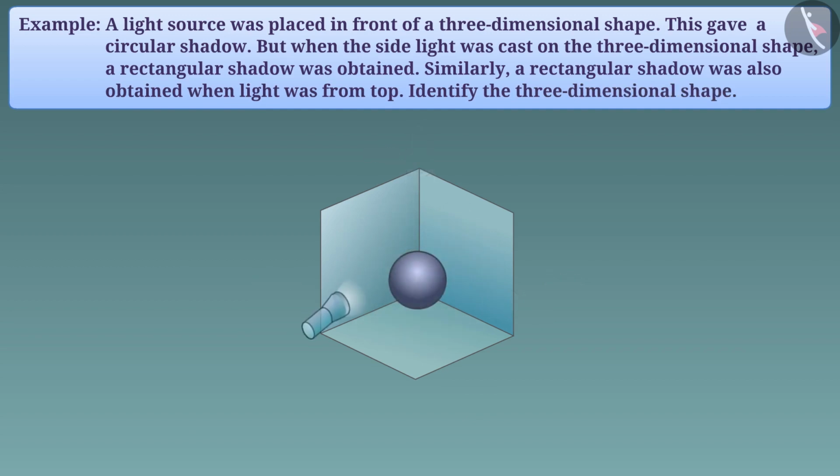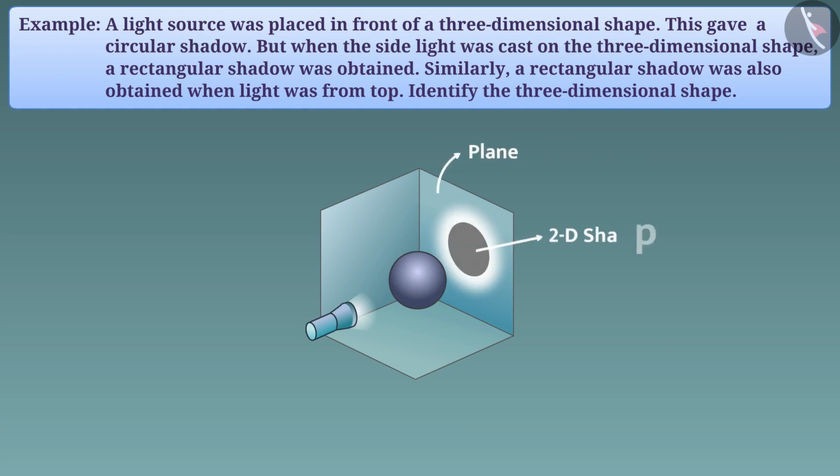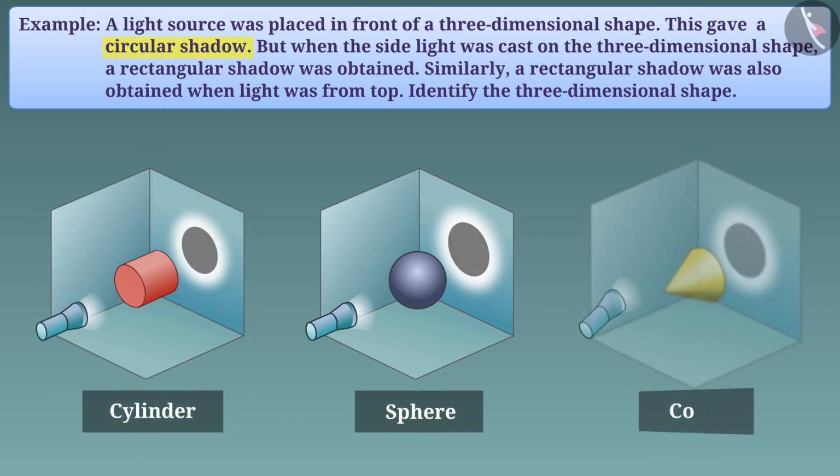When a light source is placed in front of a three-dimensional shape, we get a shadow. The received shadow is in a plane. That is, the obtained shadow is a 2D shape. A circular shadow is obtained by highlighting the three-dimensional shape from the front. This is possible only when the three-dimensional shape is a sphere, a cylinder, or a cone.